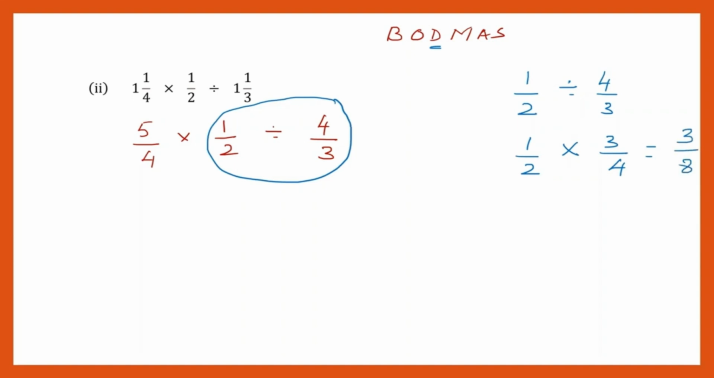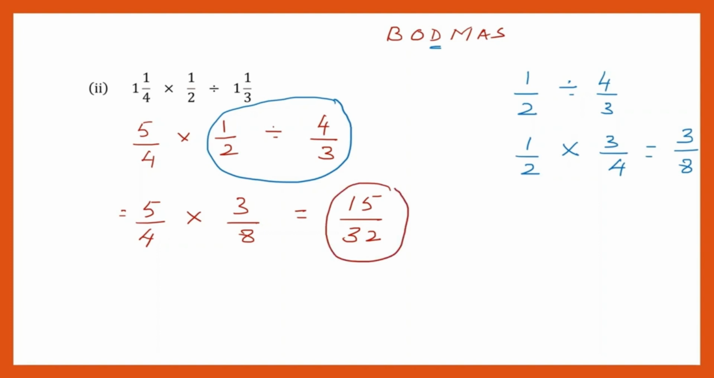So let me continue my sum. This is 5 by 4 into, let me write the answer that I got for this, 3 by 8. Check if there's something you can cancel. 5 3s are 15 and 4 8s are 32. There's nothing that you can cancel. So I'm going to multiply directly. So we have multiplied and we've got our answer, 15 by 32.